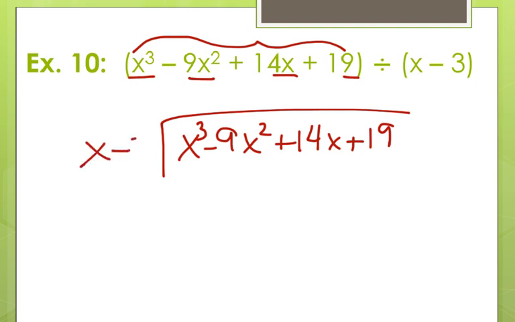And then we're going to divide it by x minus 3. And so really this is no different. You just have an extra round to go. So we're going to have x squared times x is x to the third, and x squared times negative 3.